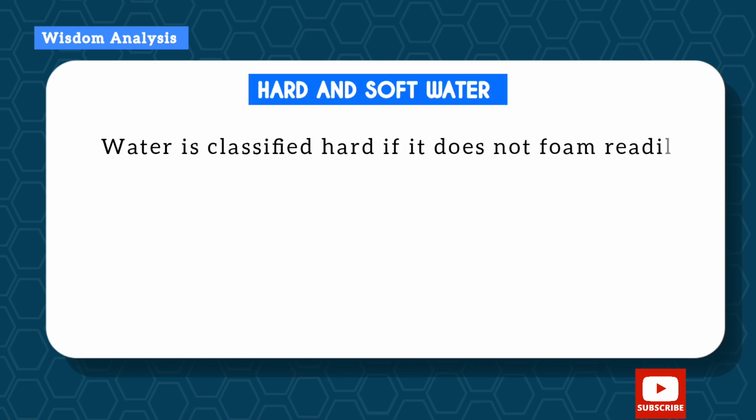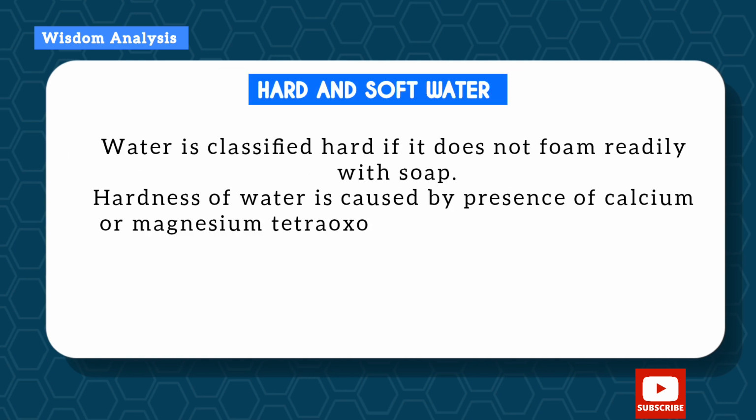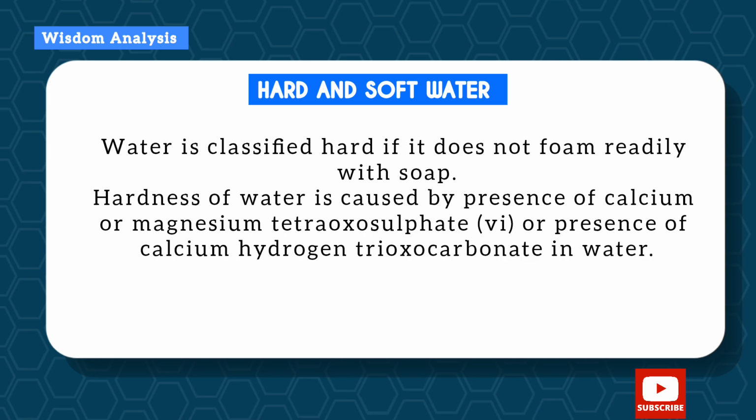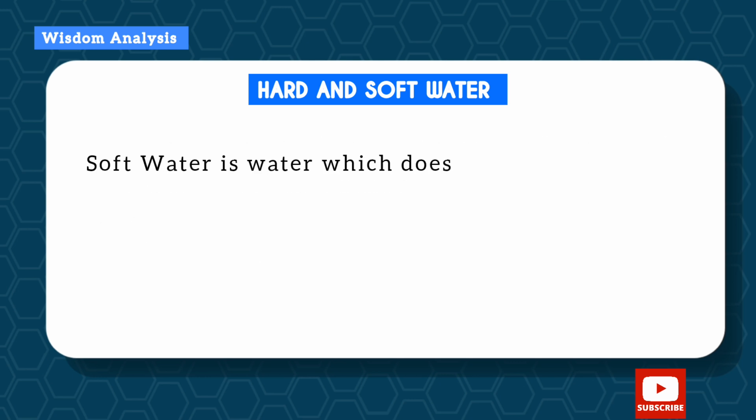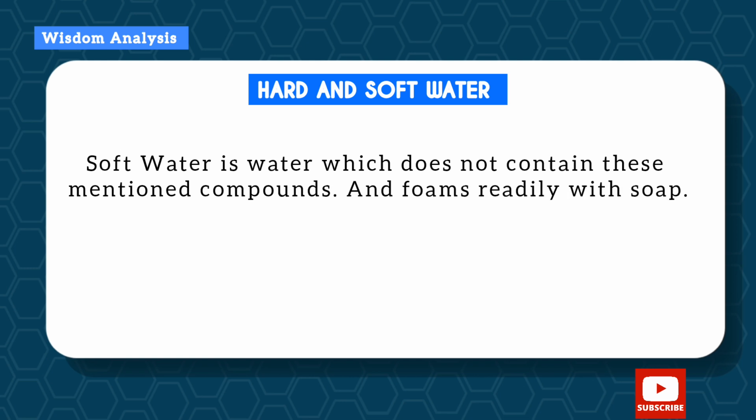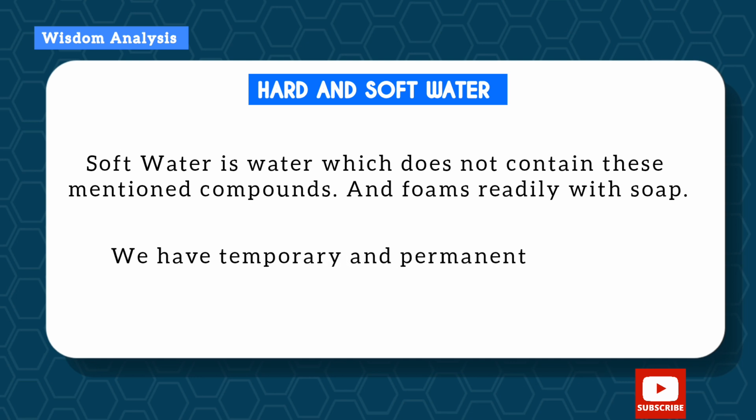So hard and soft water. Water is classified as hard if it does not foam readily with soap. Hardness of water is caused by presence of calcium or magnesium tetraoxosulfate 6 or the presence of calcium hydrogen trioxocarbonate 4 in water. So soft water is water that does not contain these mentioned compounds, as it foams readily with soap.